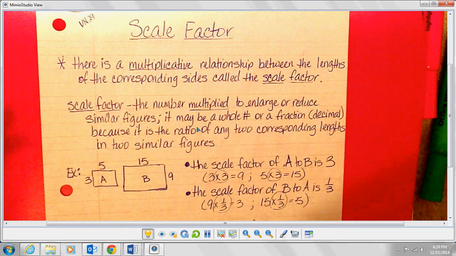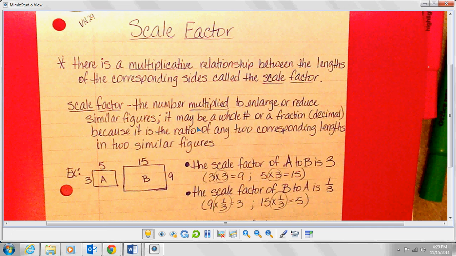You have the definition of scale factor that says it is the number multiplied to enlarge or reduce similar figures. Scale factor may be a whole number or it may be a fraction. And since we know it can be a fraction, that means it may be a decimal. It is basically the ratio of any two corresponding lengths in the two similar figures.